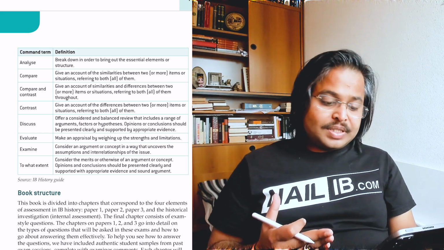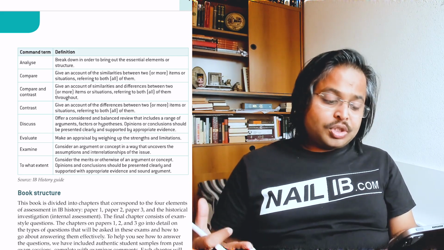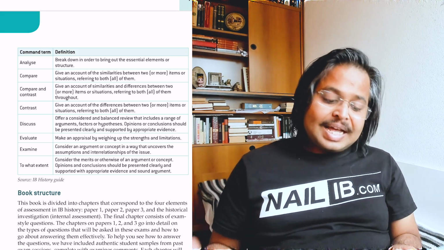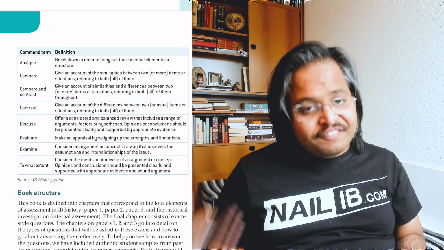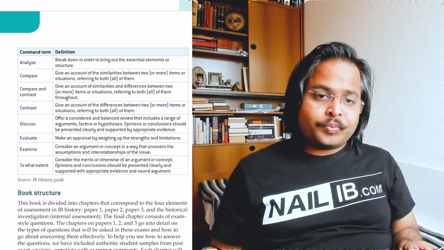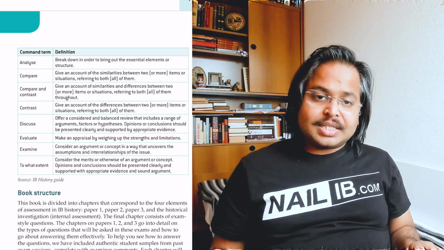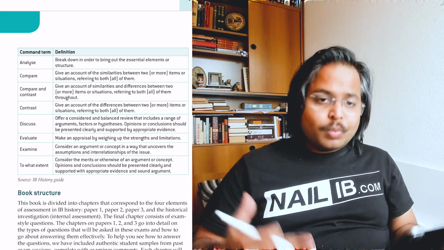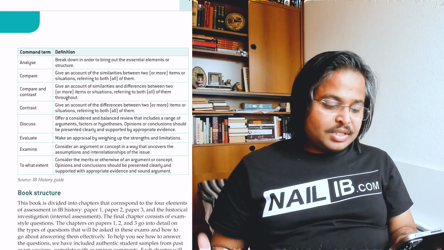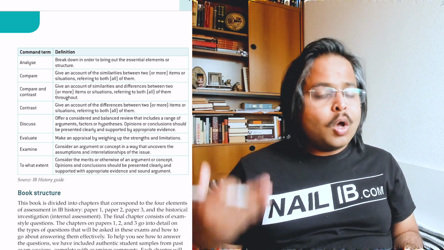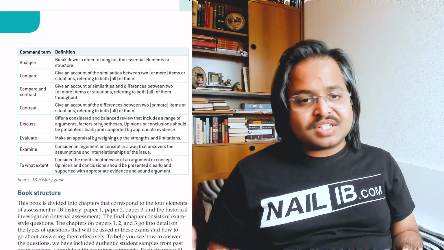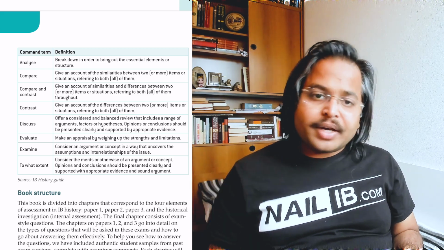Alright. So offer a considered and balanced review that includes a range of arguments, a range of factors or hypotheses. Opinions or conclusions should be presented clearly and supported by appropriate evidence. That is discussion, where you present all of the data in a balanced manner with wonderful hypotheses, with wonderful opinions, with wonderful conclusions, etc. All of them backed and all of them justified properly. It's a higher order skill.